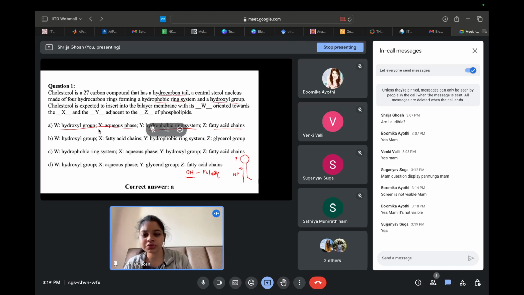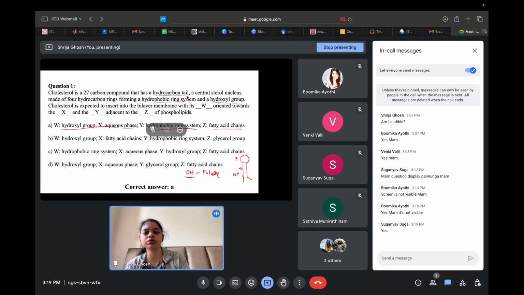So just go through the question again. The question was, cholesterol is a 27 carbon compound that has the hydrophobic hydrocarbon tail, a central sterol nucleus made of 4 hydrocarbon rings forming a hydrophobic ring system, and the hydroxyl group. Cholesterol is expected to insert into the bilayer membrane with its dash oriented towards dash, and the dash is adjacent to the dash of phospholipids. Now if you remember about polar and non-polar, I told you that the membrane has a polar head group and the non-polar fatty acid chains.